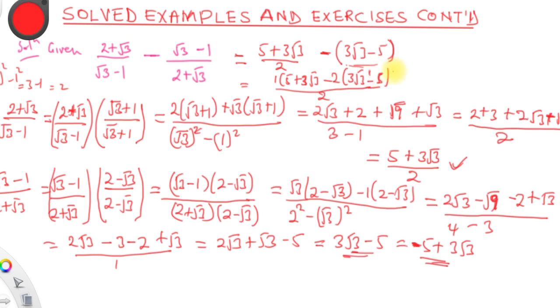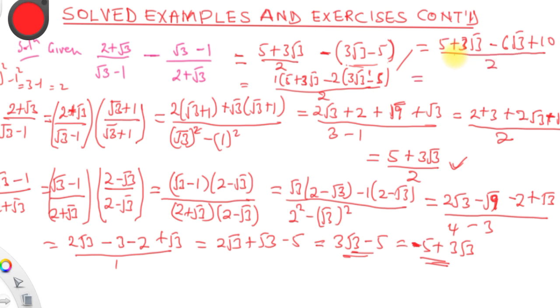So let us continue. This is equal to 1 times, you get the same thing, 5 plus 3 root 3. Then negative 2 times positive 3 root 3. You know that 3 root 3 is the same as 3 times root 3. So negative 2 will multiply the 3, which are integers or rational numbers. Negative 2 times positive 3, you get negative 6 root 3 there. And then negative 2 times negative 5, you get positive 10, all over 2.